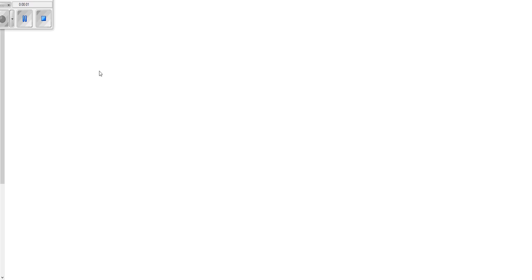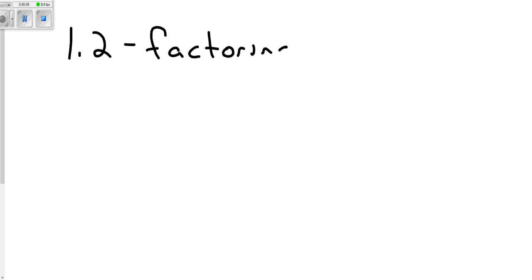All right, so we're going to do 1.2 today. And this is just factoring. There's a lot here to go over. I'm not going to do it all. I'm going to assume that when I say this is a difference of squares, you know what I'm talking about.